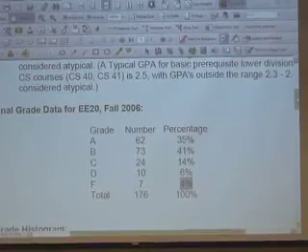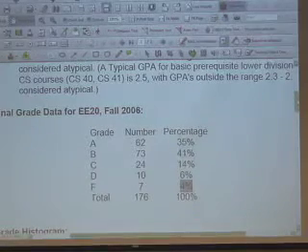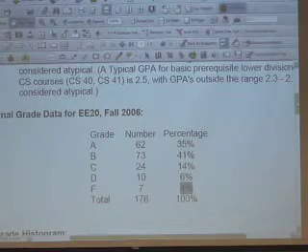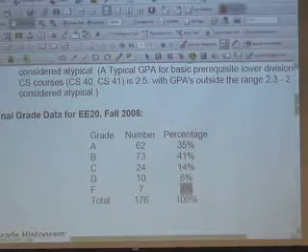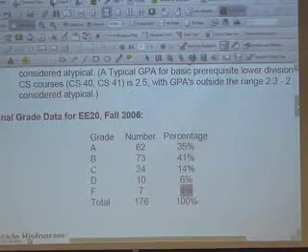I also make use of D minuses to make adjustments to the class GPA. D minus is essentially, you pretty much were on the edge of an F, but we're giving you a little boost up.